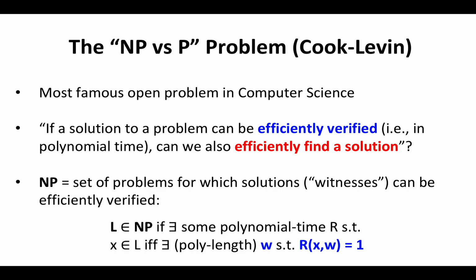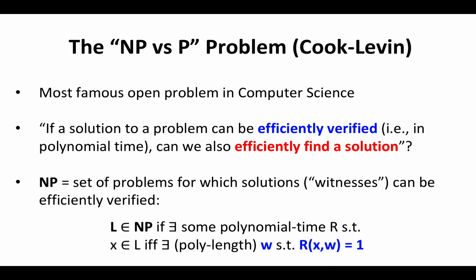A little bit more precisely, the class of problems NP is defined as the set of problems for which solutions, also called witnesses, can be efficiently verified. And by efficiently verified, we mean they can be verified in polynomial time. We say that a language L is in NP if there exists some polynomial time relation such that an instance is in the language if and only if there exists some witness that certifies that this instance is in the language.